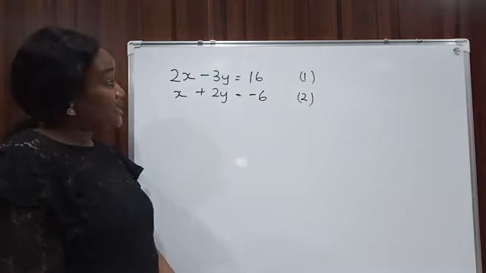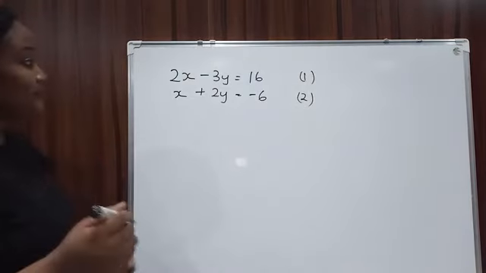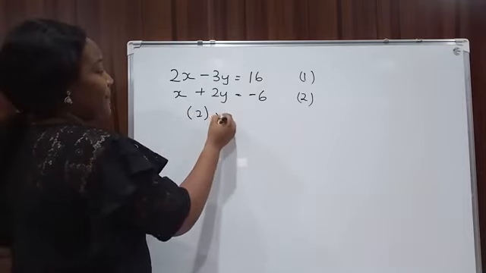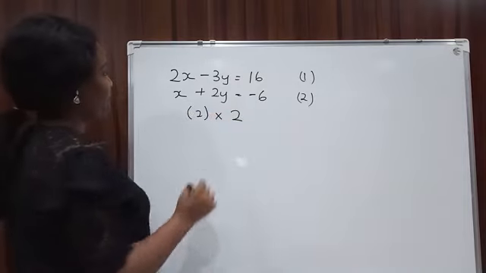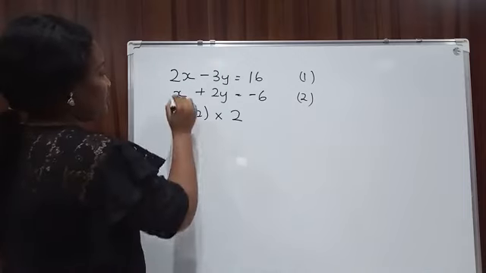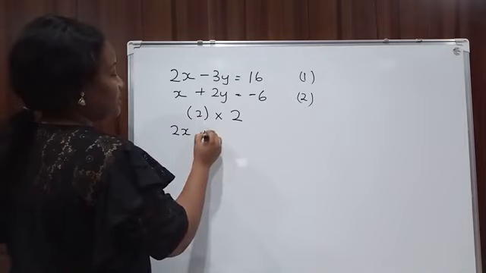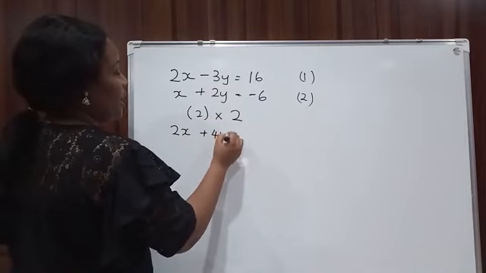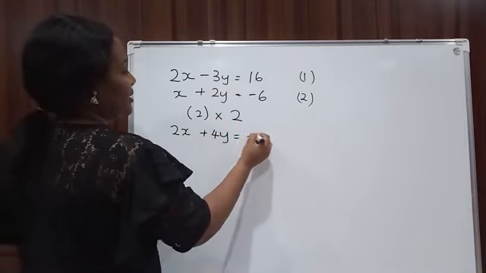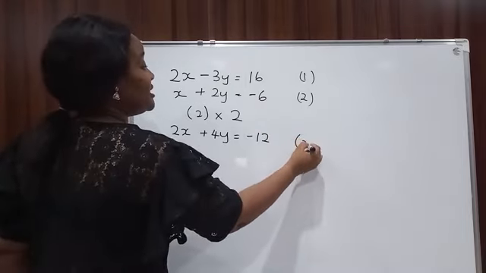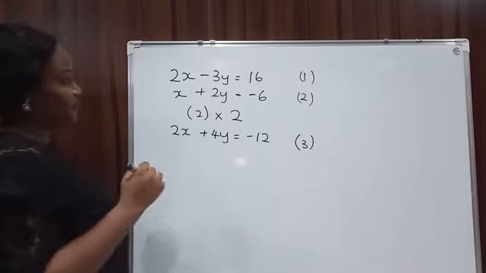How do we do it? We start by multiplying equation 2 by 2. And when you do that, you have 2x plus 4y equals minus 12. We can call that equation 3.